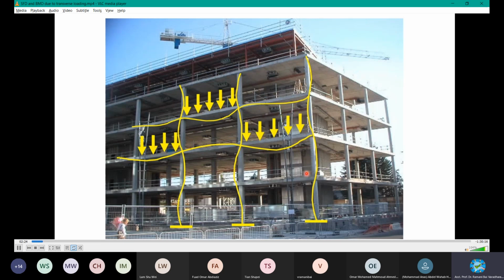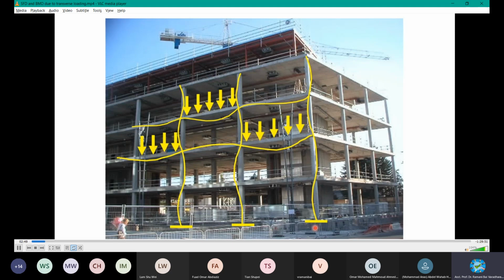In building construction, it has beams and columns, right? Any building, any frame structure, will have beams and columns. Beams will be running in this direction, 1, 2, 3. Columns 1, 2, 3, 4. Like this, columns and beams form your structure, connected by the slabs. Slabs, don't worry about them now. Let's do the beams and columns in this module.